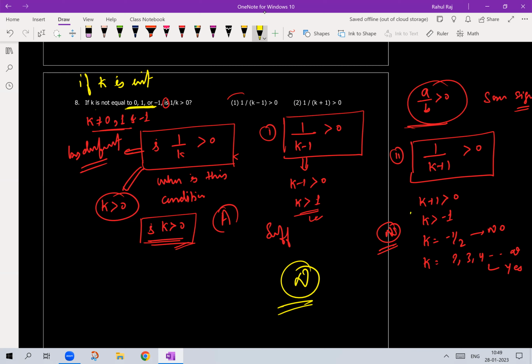Because option number 2 says what? k is greater than negative 1. The question says k is an integer, and then the question says k is not equal to 0, 1, and minus 1. So in that case, if k is greater than negative 1, the only values k can take are 2, 3, 4 to infinity. I hope it's agreed. So if the information given in this question is that k is an integer and k is not equal to 0, 1, minus 1, is 1 by k greater than 0? The answer to this question would be D with these two statements. I hope it's clear. Any doubt?